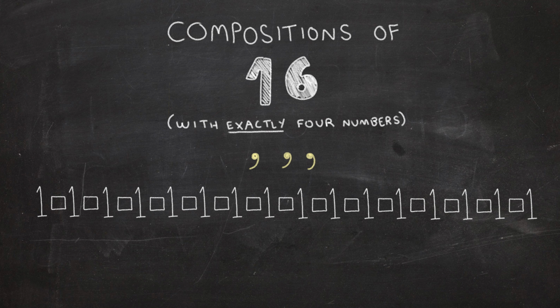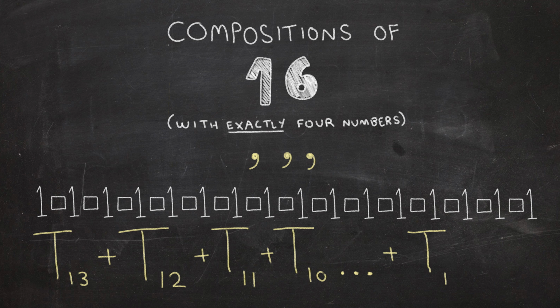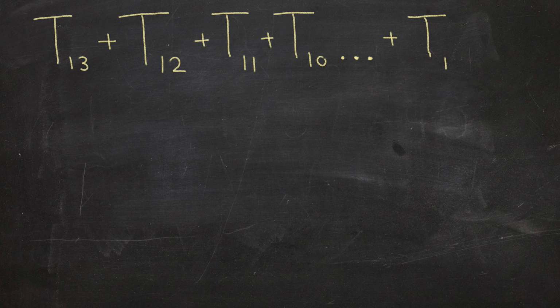When we work out all the possibilities by hand, the total sum is the 13th triangle number plus the 12th triangle number plus the 11th plus the 10th all the way down to the first triangle number. That's amazing. You may be wondering, does this type of sum have a name as well? And it does. Do you want to guess what it's called? You're wrong. It's called a tetrahedral number.